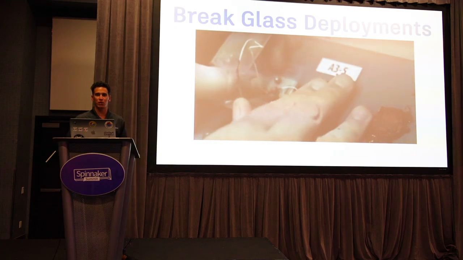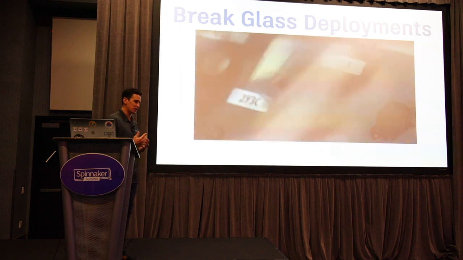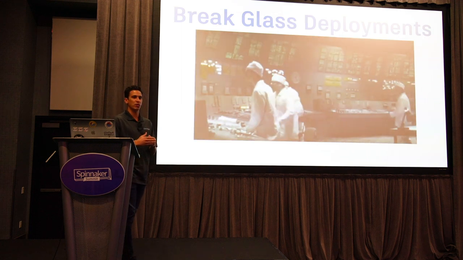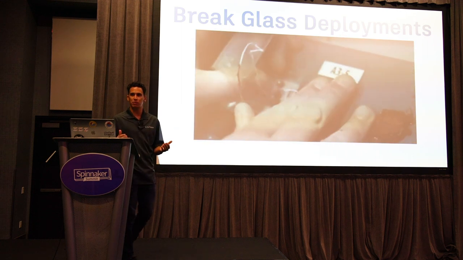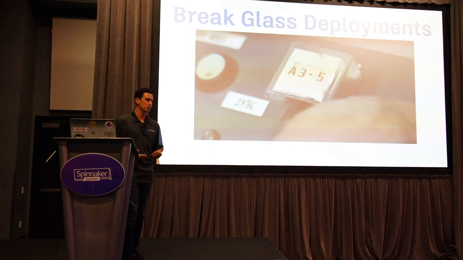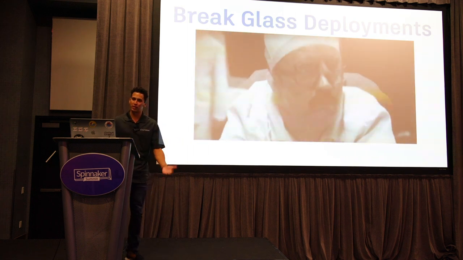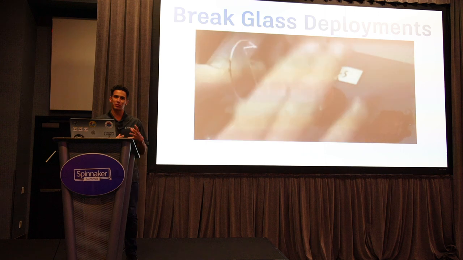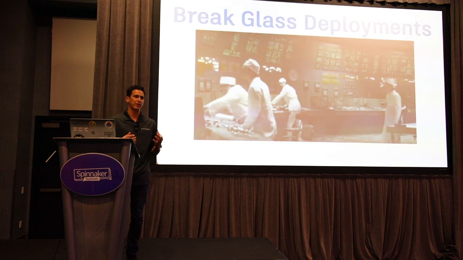Break glass deployments. Something that we saw was deployments were now taking over an hour, right? Because we wanted to get a large sample size. And some developers really wanted to get something out. For instance, if it's 3 in the morning and they get paged and they absolutely need to release a hotfix, how do they get around that hour deployment?